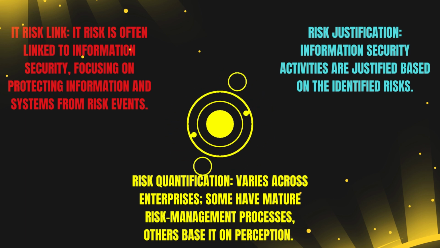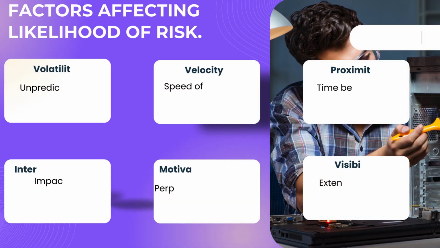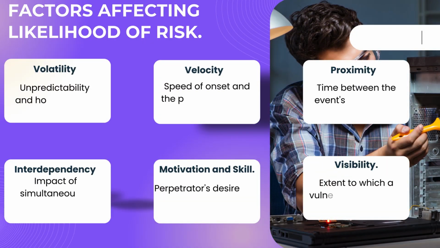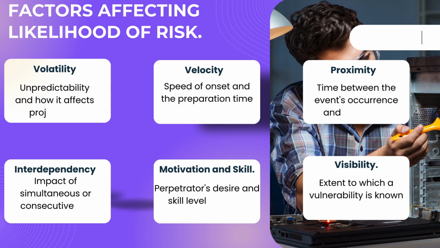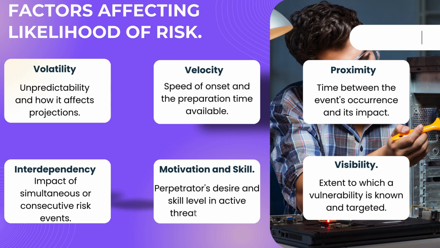Up next, we'll discuss factors affecting likelihood of risk. Friends, let's dive deeper into what actually affects the likelihood of risk, basically, how and why security threats happen. Volatility. Risks are unpredictable, just like the stock market. Today, everything seems fine, and tomorrow, boom, a cyber attack happens. Companies must be ready for unexpected changes.